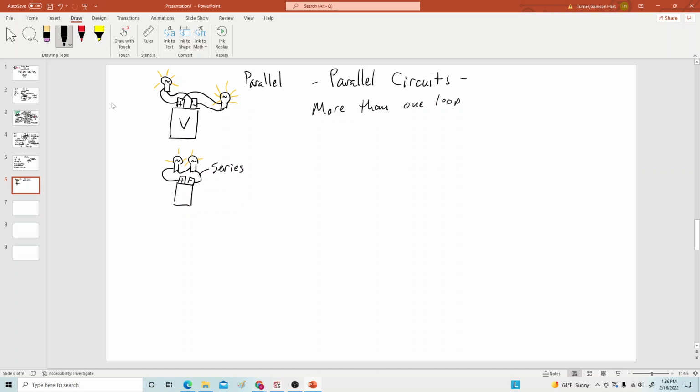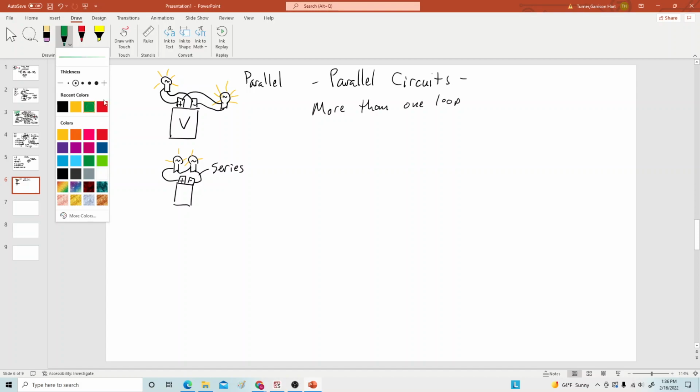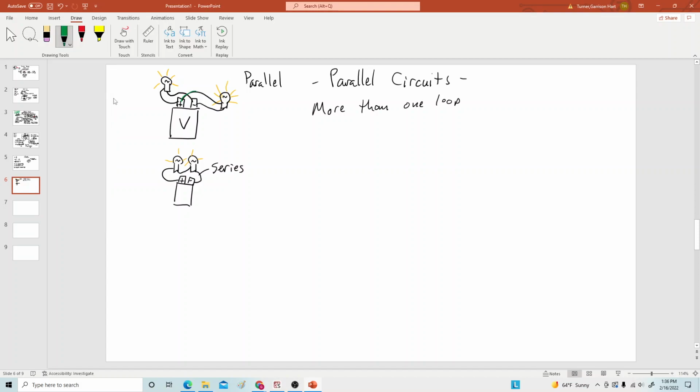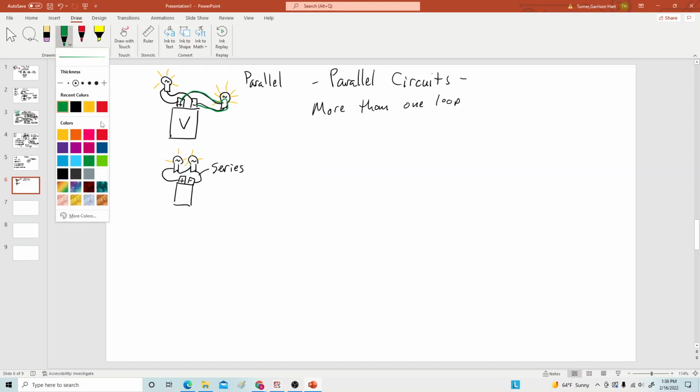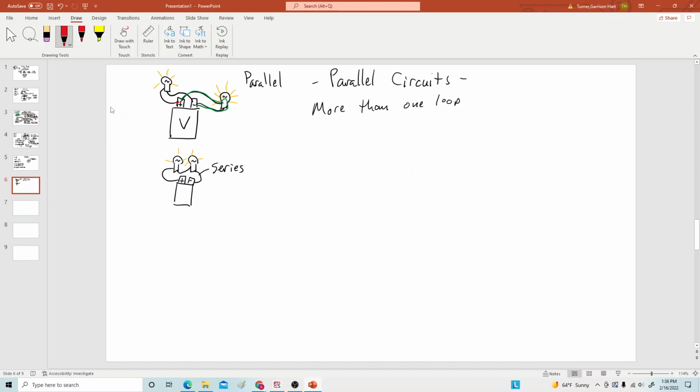But notice you have two loops. In one case, I have current running through this light bulb like this. And in the second case, I have current running through this light bulb like this. So I have two separate loops, whereas in the series case, I have one.